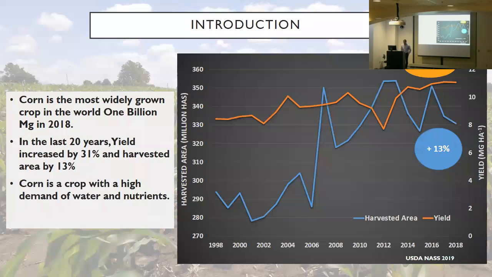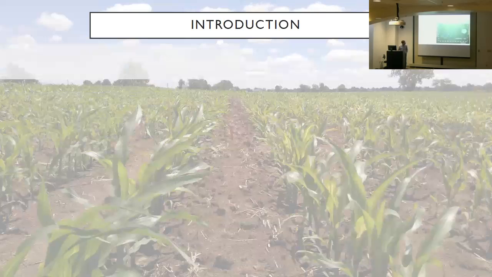In addition to this, we know that corn is a crop that has a high water and nutrient demand. So the development of management strategies that can help us optimize the use of these resources is essential to keep increasing yield.